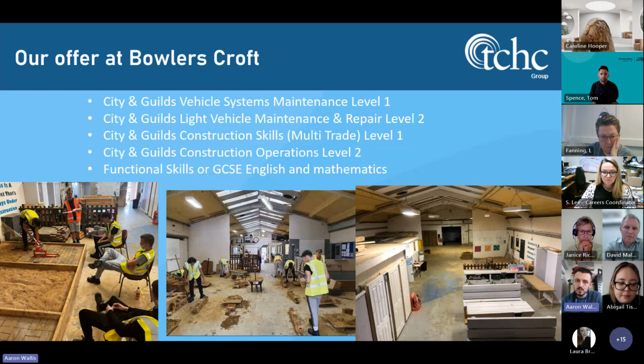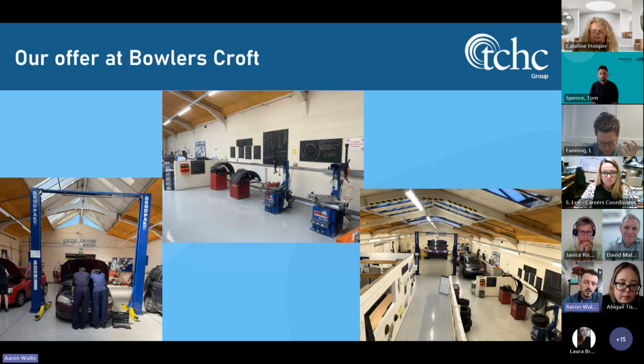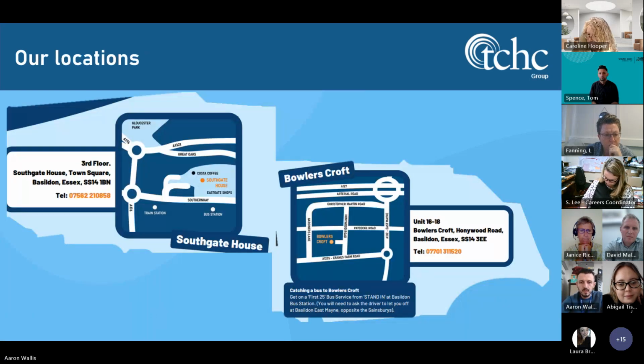And at our other centre, which is on Bowlers Croft, which again is in Basildon, just on the industrial estate, is where we run our more practical courses. So we do a level 1 and level 2 in vehicle systems maintenance, and we also do a level 1 and level 2 in construction multi-trade. And again, there's just some photos of what our workshops look like. And as you can see, learners have to wear PPE, and as said before, we will provide all of that for our learners, so they don't have to pay out for their equipment or PPE to do the course. That's our location, so Southgate House in the town centre and Bowlers on Basildon Industrial Estate.